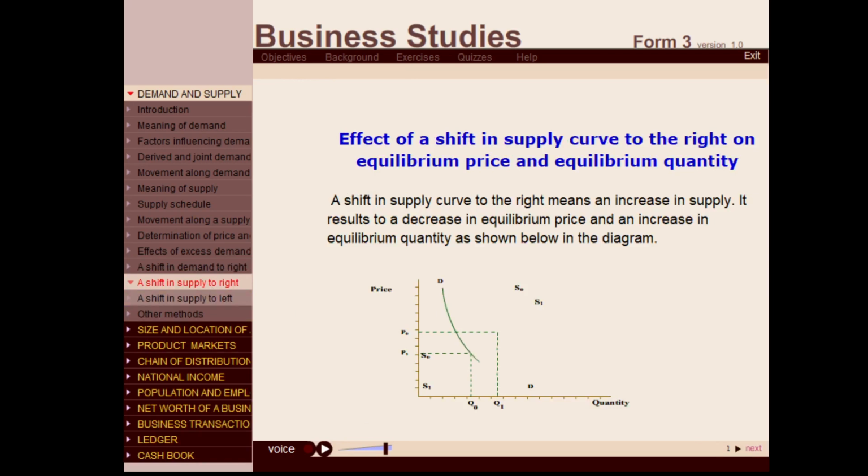Effect of a shift in supply curve to the right on equilibrium price and equilibrium quantity. A shift in supply curve to the right means an increase in supply. It results to a decrease in equilibrium price and an increase in equilibrium quantity as shown below in the diagram.